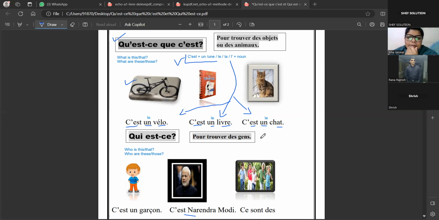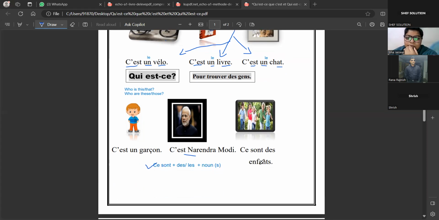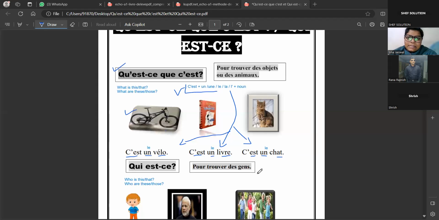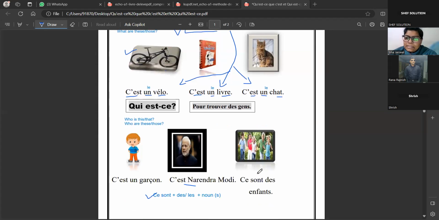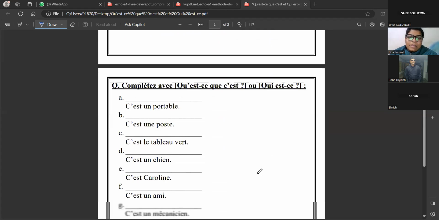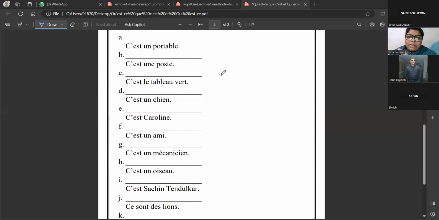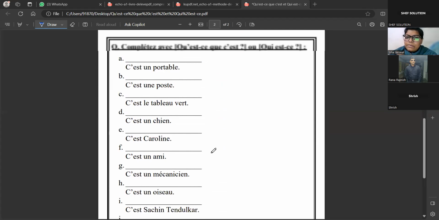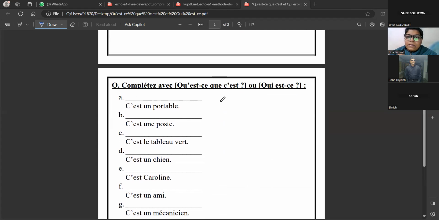Okay. So you have understood qu'est-ce que c'est and qui est, right? Now, how to make the sentences? These are simple sentences. First is the singular one. Just say article, noun. And if it is a plural one, then ce sont, article, and then the noun. Then in the PDF, some sentences are given to you. You have to put either qu'est-ce que c'est or qui est.